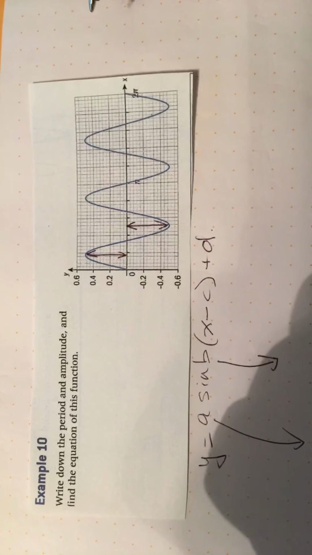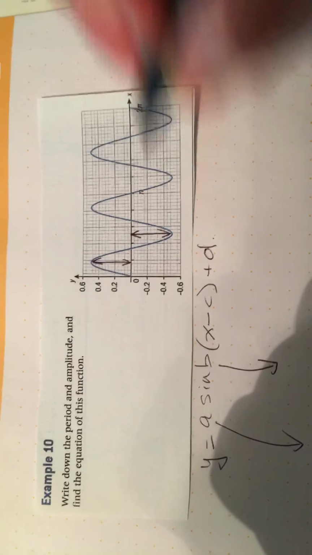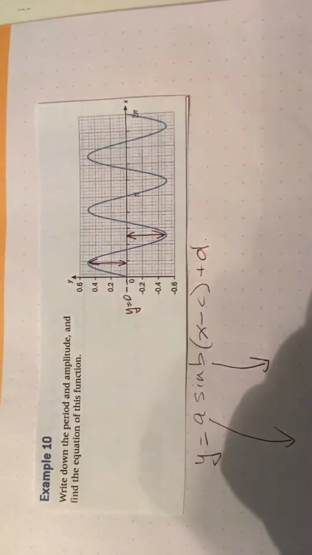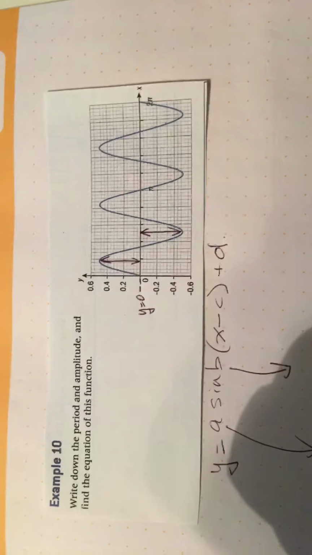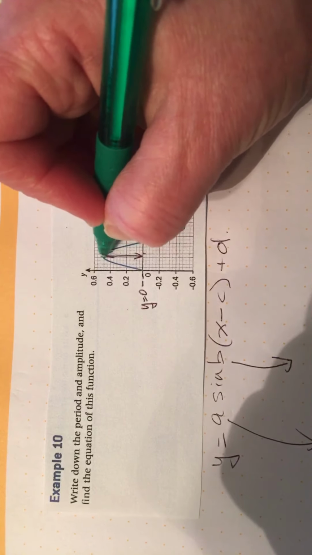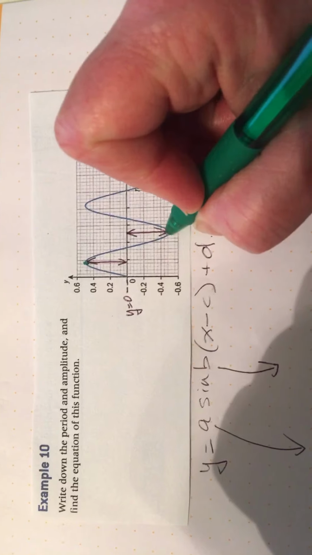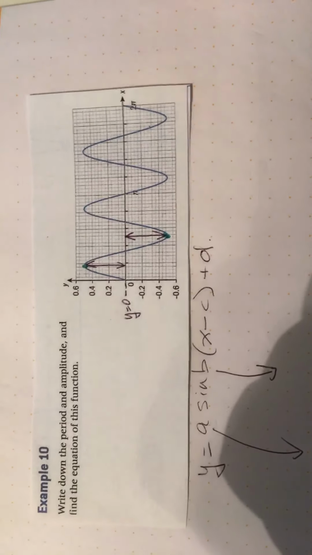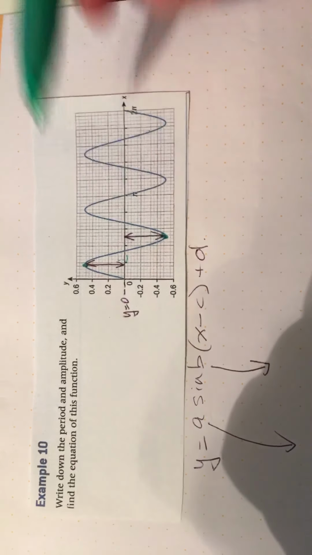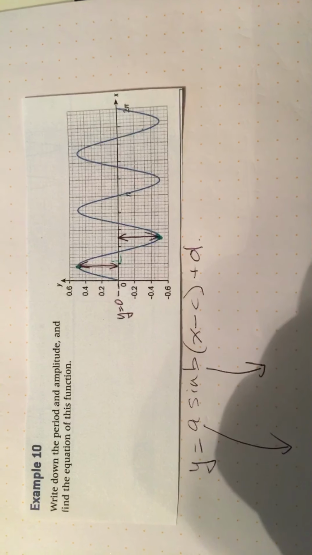In this example, the middle of that function happens to be y equals 0, which is the x-axis. That is our principal axis in this case. Okay, I could tell that because the maximum of this is 0.5 and the minimum is negative 0.5. So halfway in between the max and the minimum is 0. So there is the principal axis, y equals 0.